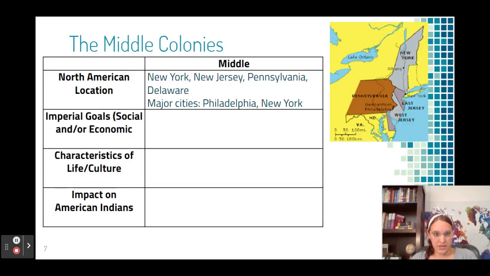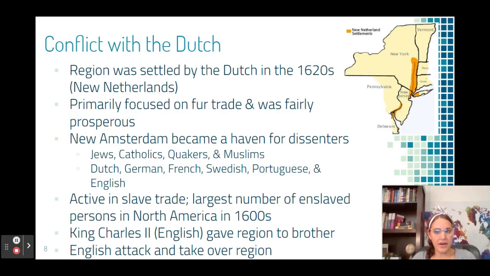So first of all, the middle colonies are four different colonial regions. We've got New York, Pennsylvania, New Jersey, and Delaware. And the two major cities within them will be Philadelphia and New York City. So a little background here is that this area was originally settled by the Dutch. And it was fairly small communities. It wasn't a large settlement like what we saw with the Spanish in the Spanish Empire.